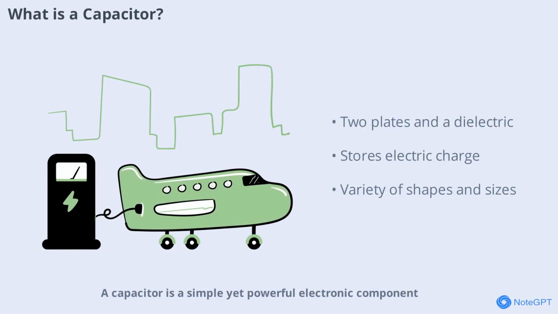A capacitor is a simple yet powerful electronic component. It consists of 2 conductive plates separated by an insulating material called a dielectric. When a voltage is applied across the plates, charges accumulate on each side, creating an electric field. The ability of the capacitor to store charge depends on the area of the plates, the distance between them, and the properties of the dielectric. Capacitors come in many shapes and sizes, each suited for specific applications in electronics.